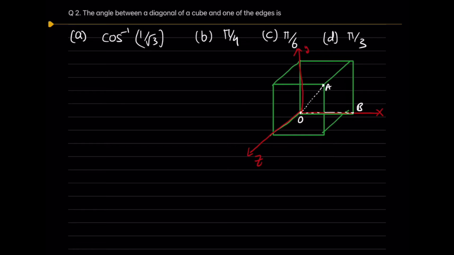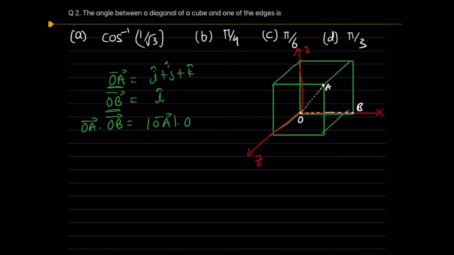The position vector of OA can be written as i plus j plus k, and the position vector of OB can be written as the i unit vector. We need to find the angle between the body diagonal OA and one edge OB. You can consider any edge; I am just considering OB over here. With the dot product property, I can write OA dot OB as magnitude of OA times magnitude of OB times cos theta, where theta is the angle between OA and OB.